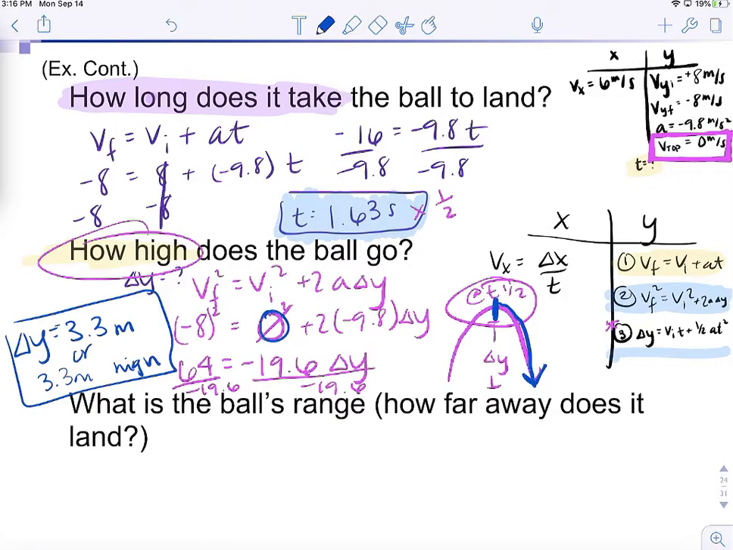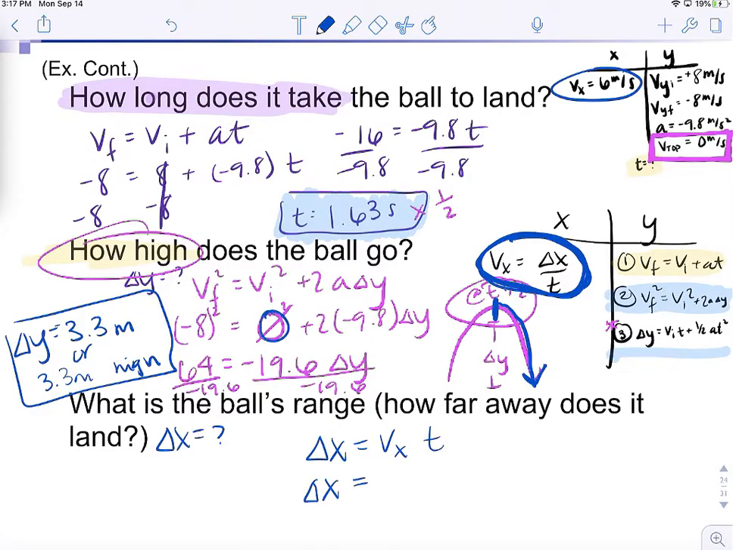So now what is the ball's range? How far away does it land? We are now looking for delta x. What's nice about this is since I'm looking for delta x, I know I'm really only going to use that equation. So I'm going to go ahead and rearrange it to get delta x all by itself, so all I have to do is plug in stuff. Velocity x, we know, we solved for it. It's 6 meters per second.